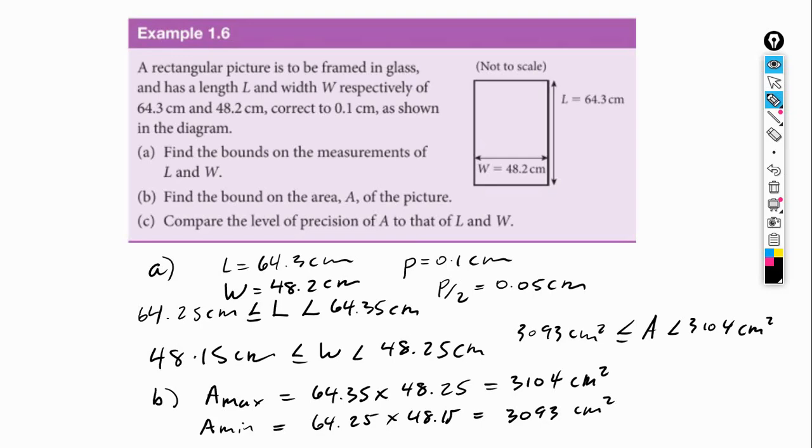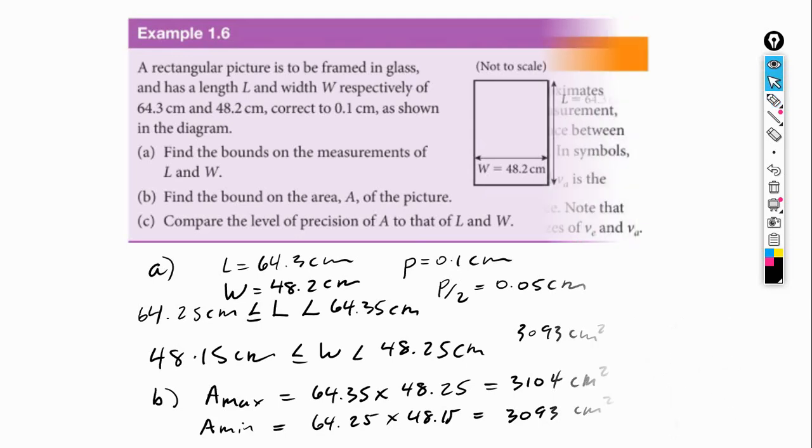So how can we compare this? Well, for part C, because part C says compare the level of precision of A to that of L and W. So for L and W, the precision was 0.1 centimeters. But for the area, the precision is going to be the difference between these two numbers. So we would have to subtract 3,104 minus 3,093, and that gives us 11 centimeters squared as the precision for the area.